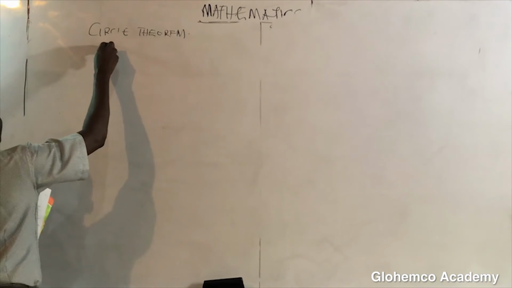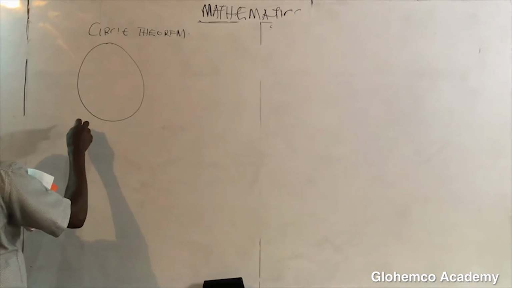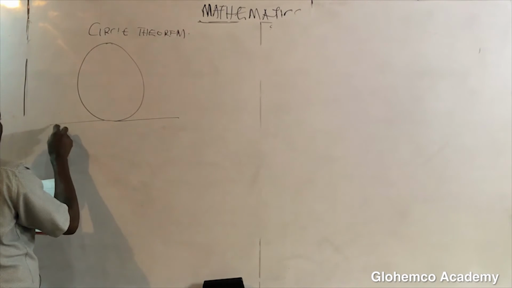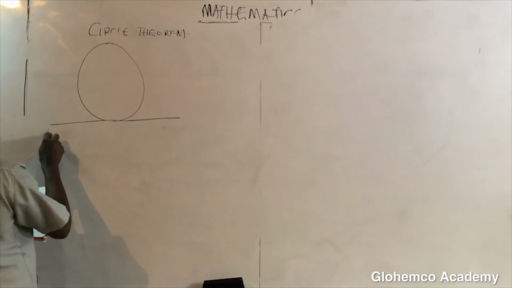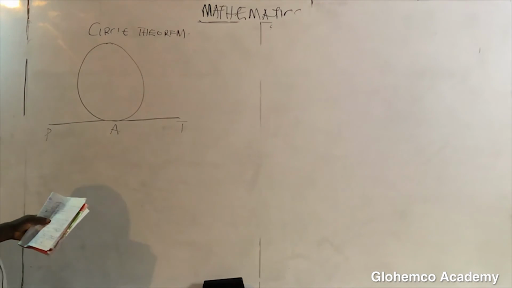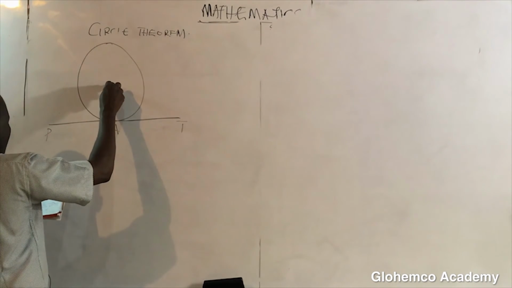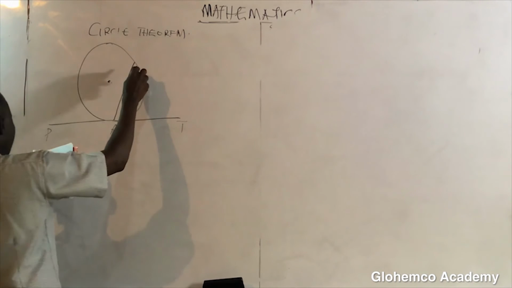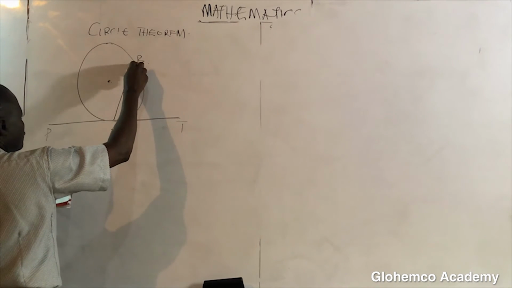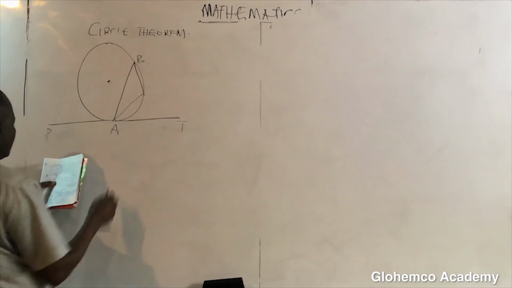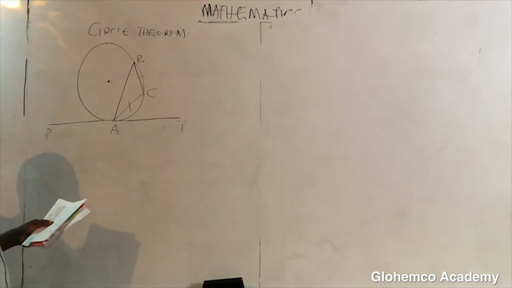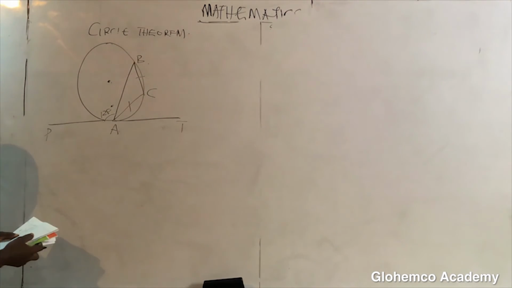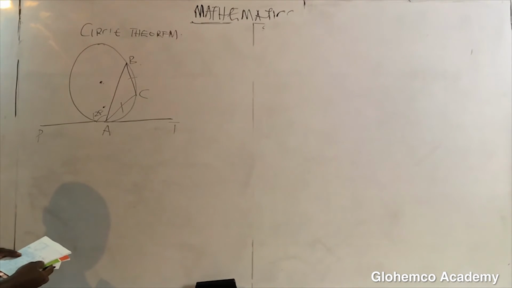We are talking of a circle with a tangent. This is a tangent PAT. There's a center O. Then this is our B, this one will come down like this, and this one will go like this. We have this one as C. This is equal to this. This angle is 128 degrees.